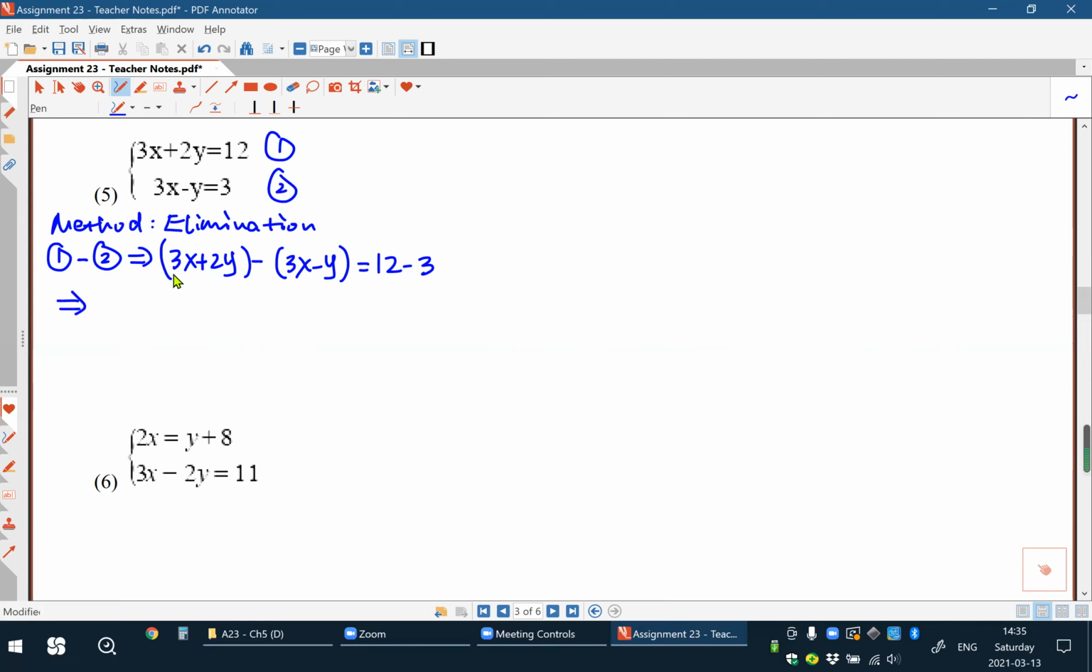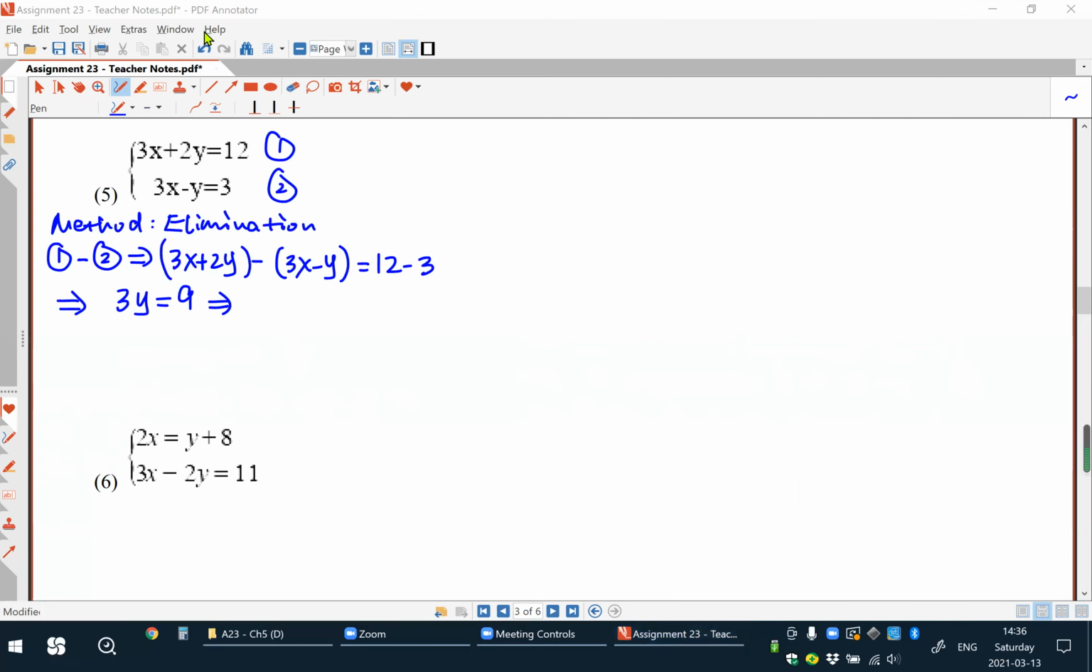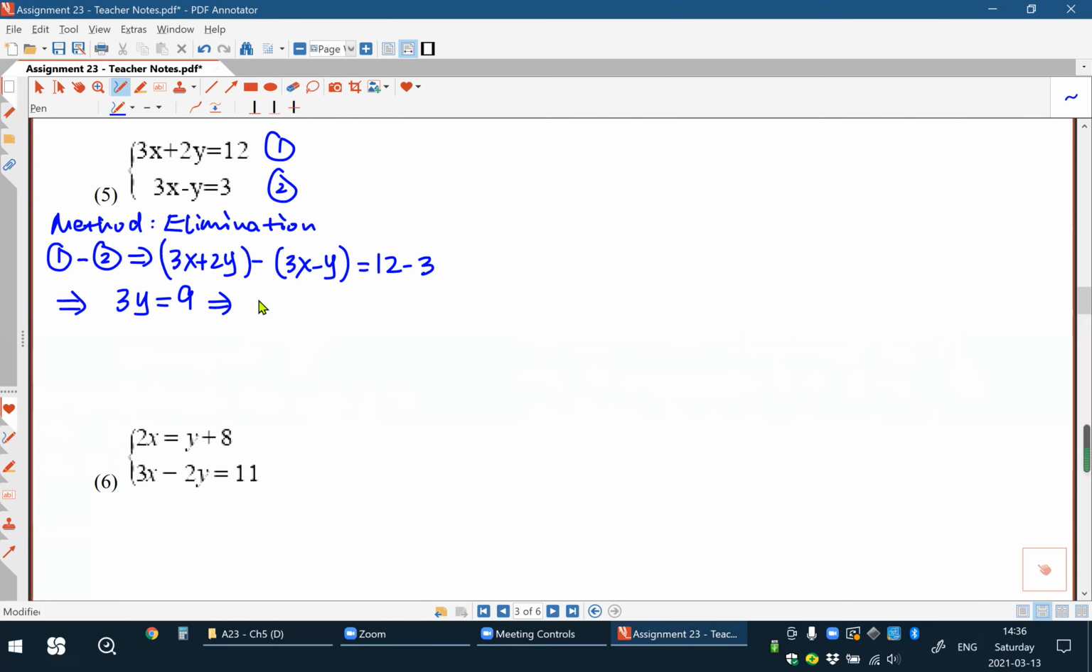Okay, and this will give you 3x is eliminated. 2y minus y gives you 3y. So 3y equals 9, right? And that means y is 3. Okay, let's call this number 3.